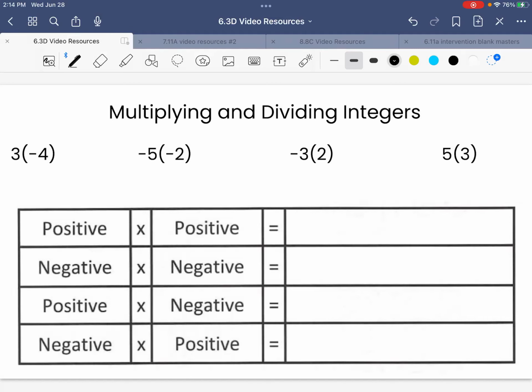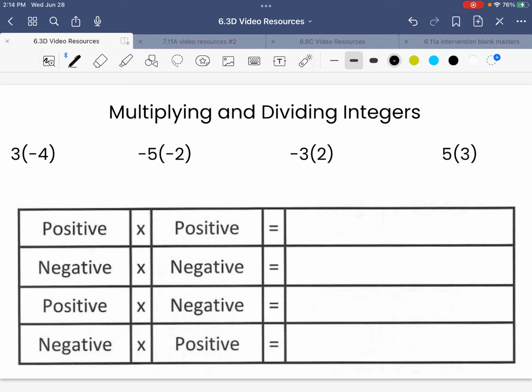Hey guys, today we are going to be multiplying and dividing integers. So up until this point, we've worked with counters, we've worked on number lines, and we should have started to notice a pattern about what's happening to the signs of our answers when we're multiplying and dividing integers. So there are 4 problems at the top that I'm going to have you guys work along with me.